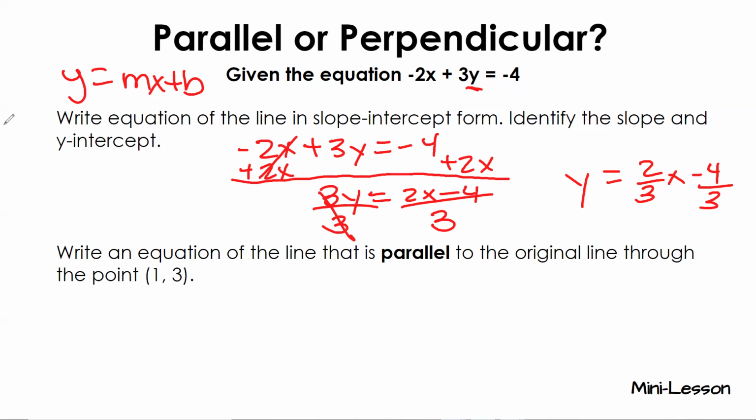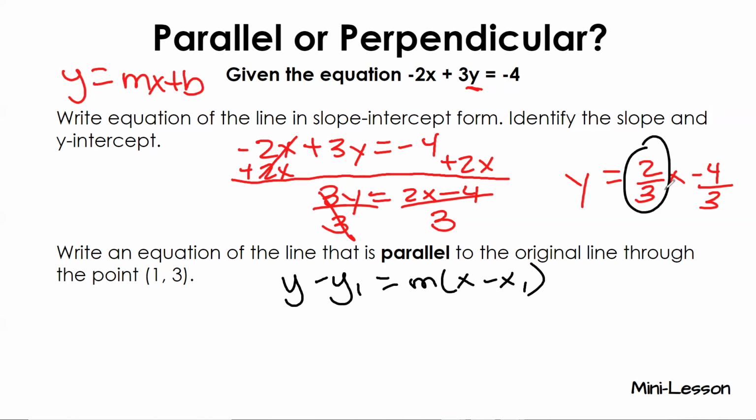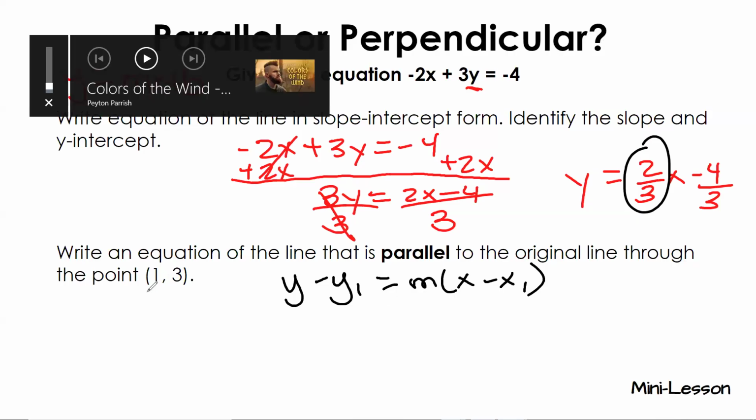Can you write the line that is parallel that passes through the point (1, 3) and uses the slope 2/3? Can you write that equation? Okay, so if I plug this in, this is my x1, this is my y1. So it's going to be y minus 3 equals 2/3 times x minus 1.